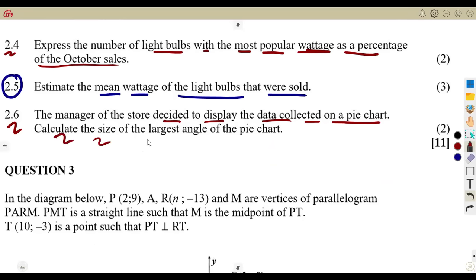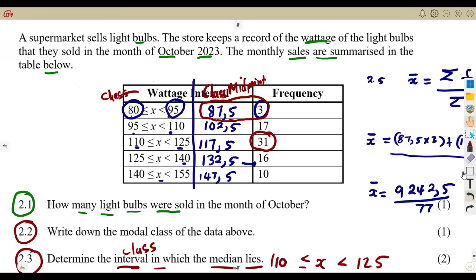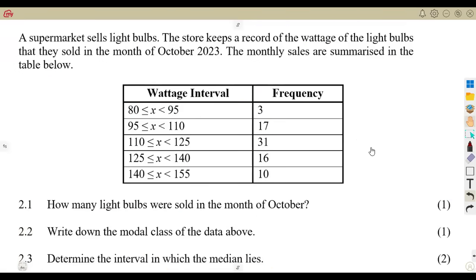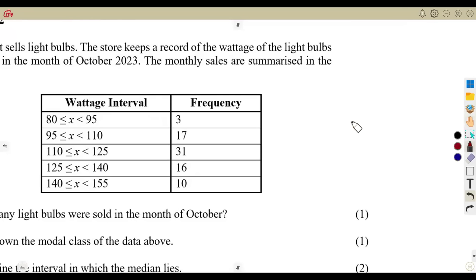Calculate the size of the largest angle of the pie chart. We are not representing, we just need to calculate the largest angle. So how are we going to determine the largest angle from this information that we are given? So definitely, in order for you to obtain the largest angle, you are going to need the biggest value in terms of the frequency, the most frequent one, which is 31.